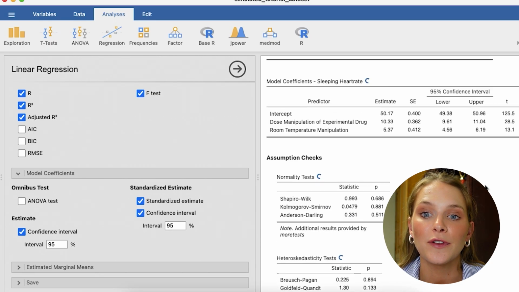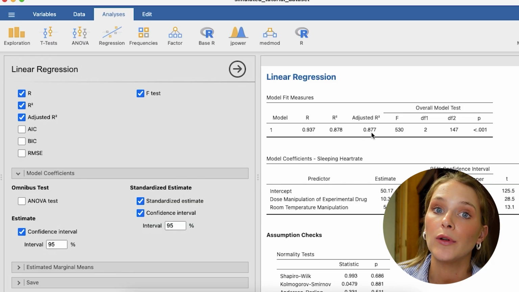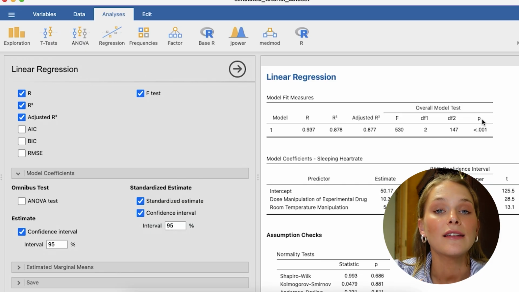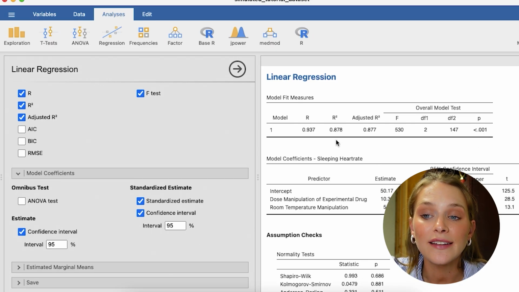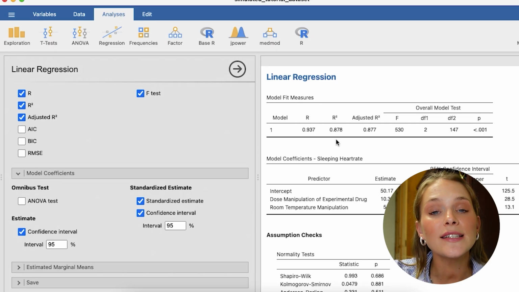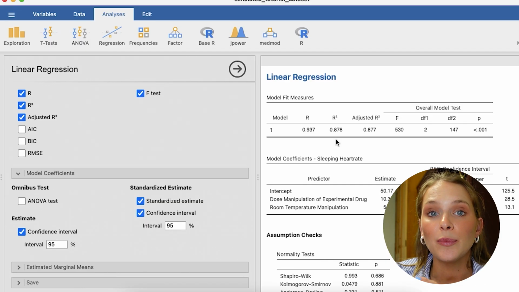First, we'll look at the results for the model fit measures. Here we have the overall model test. So this is going to tell us if our model as a whole, including both predictors, significantly predicts the outcome, in this case, sleeping heart rate in beats per minute. So we have a statistically significant p-value here. What this tells us is that these predictors together in this model significantly predict sleeping heart rate.